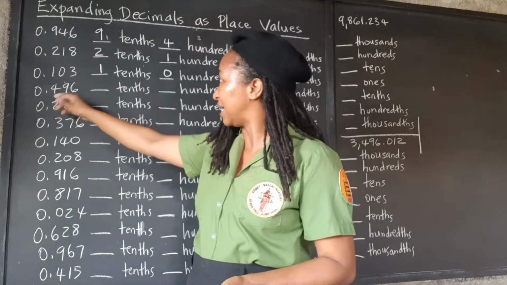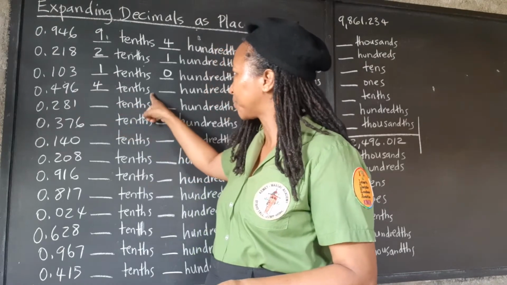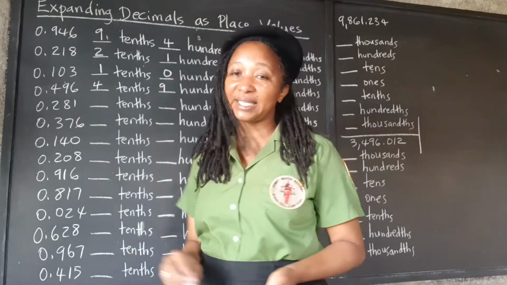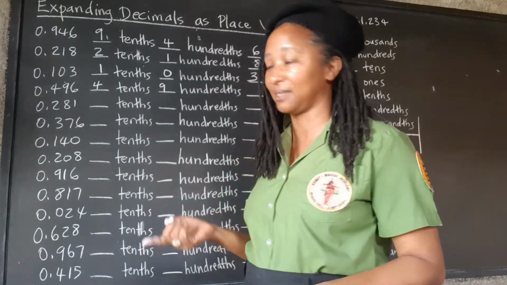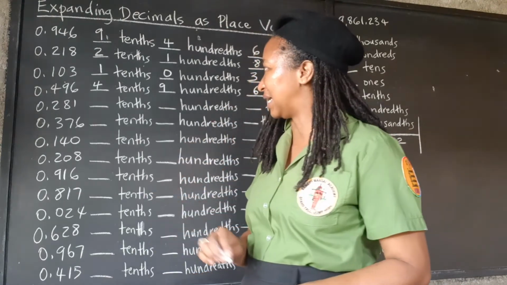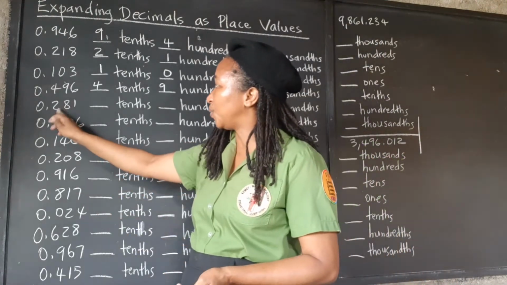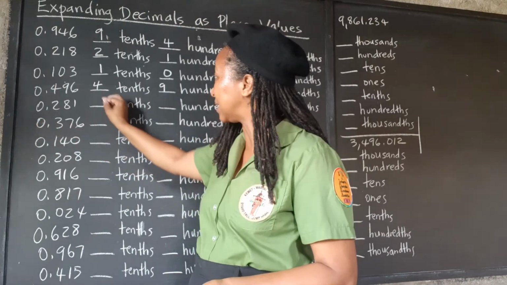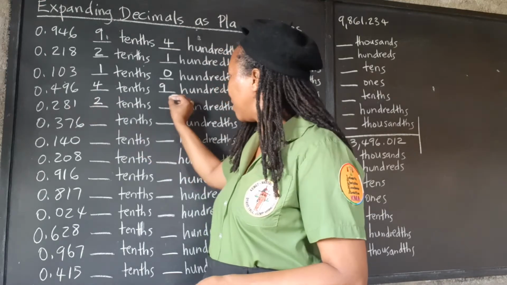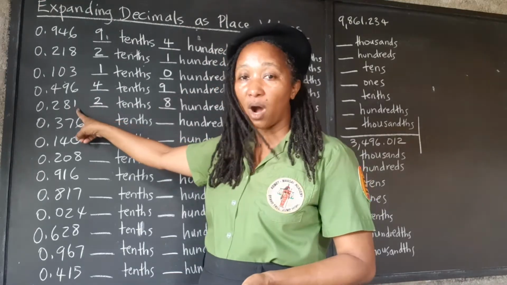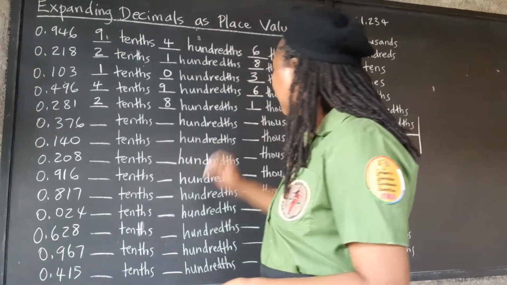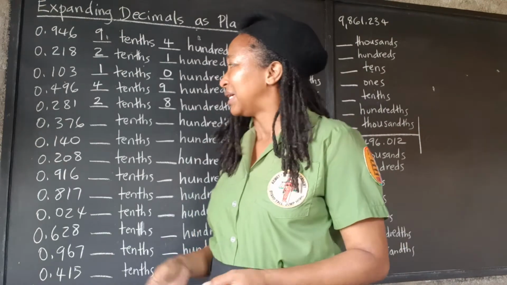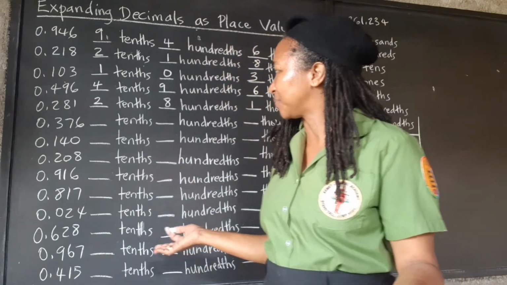0.496. We have 4 in the tenths place, 4 tenths, 9 in the hundredths place, and 6 in the thousandths place, 6 thousandths. 0.281. So the next digit after the decimal is a 2. So 2 is in the tenths place, 8 is in the hundredths place, and 1 is in the thousandths place. Guys, this is almost too easy, isn't it? Why are we even doing this?